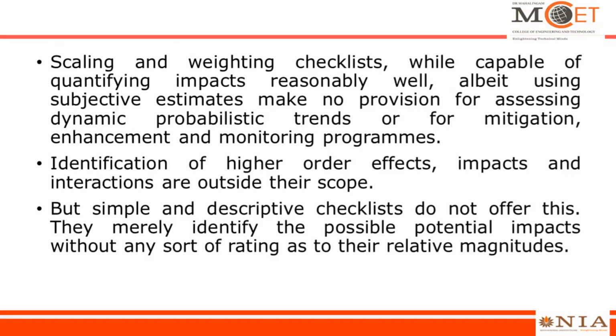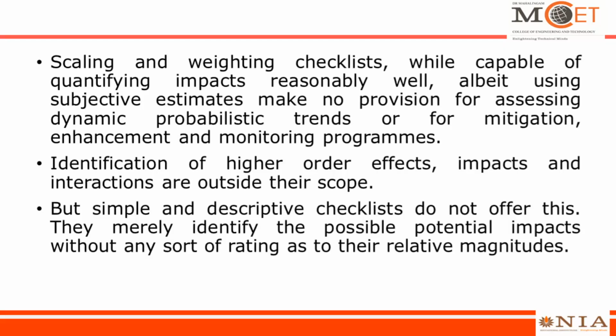Scaling and weighting checklists, while capable of quantifying the impacts reasonably well, right, albeit using subjective estimates, make no provision for assessing dynamic probabilistic trends or for mitigation, enhancement, and monitoring programs. So they are only capable of identifying the impacts, right? But there is no provision for dynamic probabilistic trends. We cannot find out what will be the trend of the impact, whether it is going to increase or decrease over time, whether there is possibility of mitigation, whether there's possibility of monitoring programs. All these things will not come in the scaling and weighting checklists.